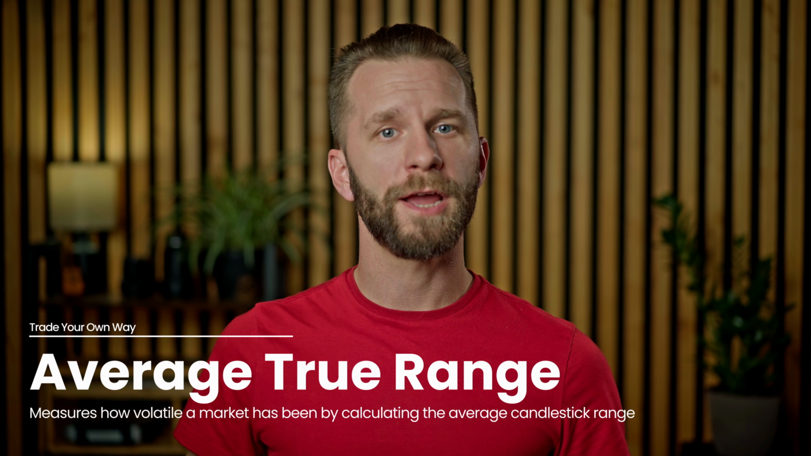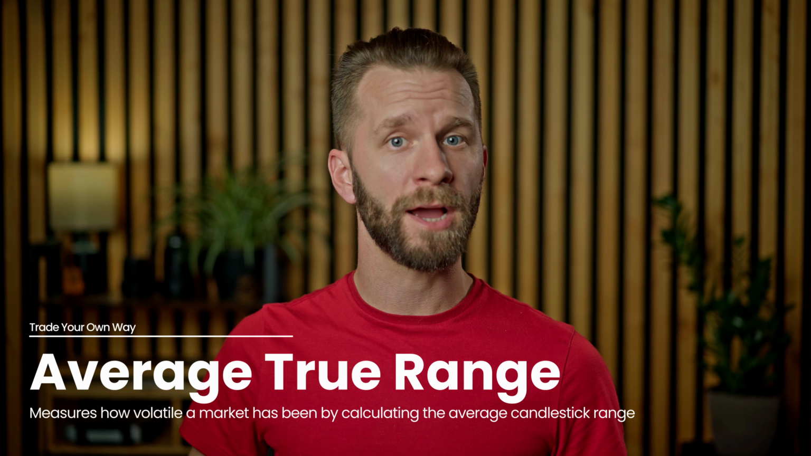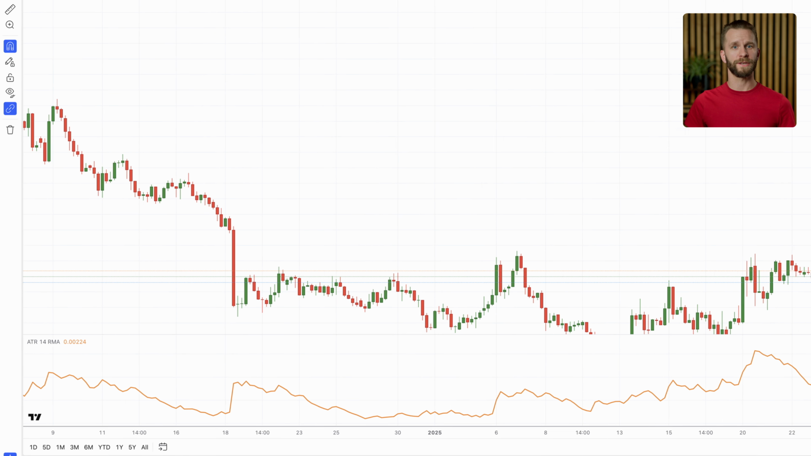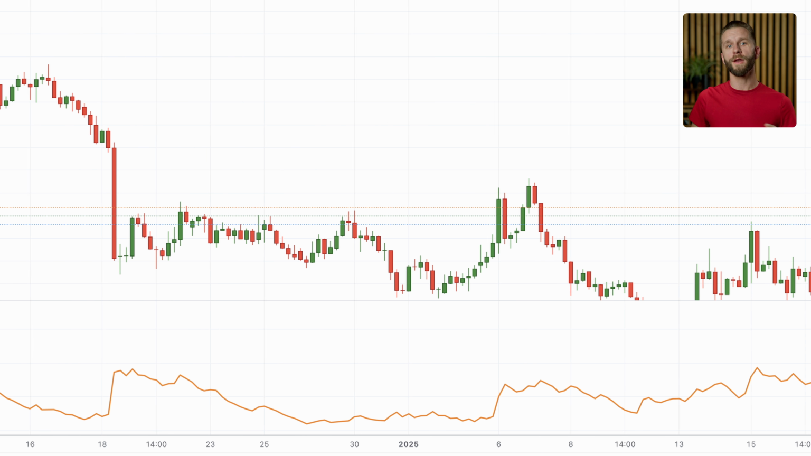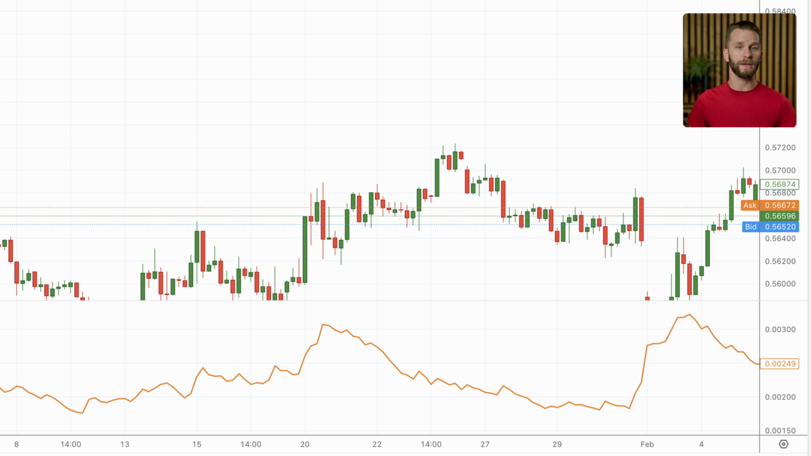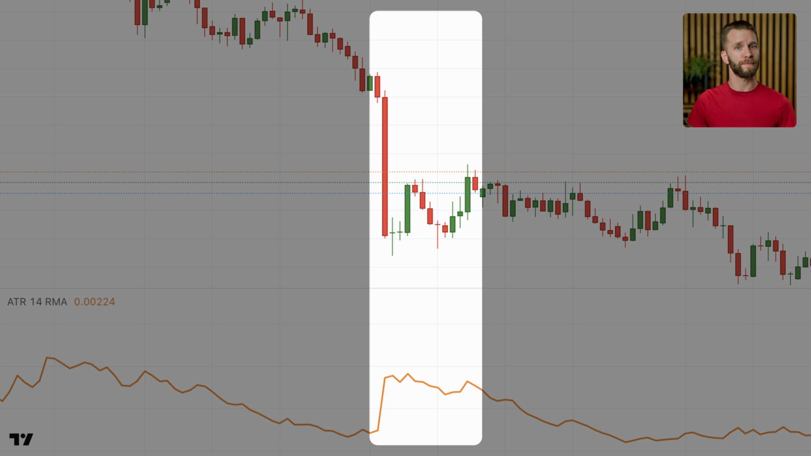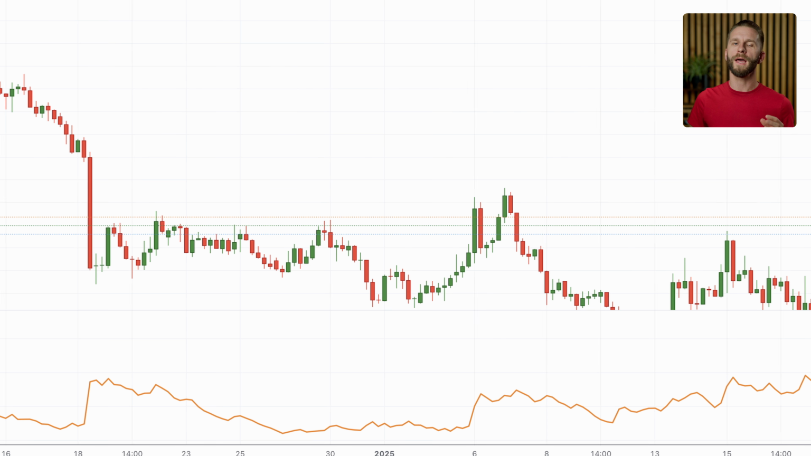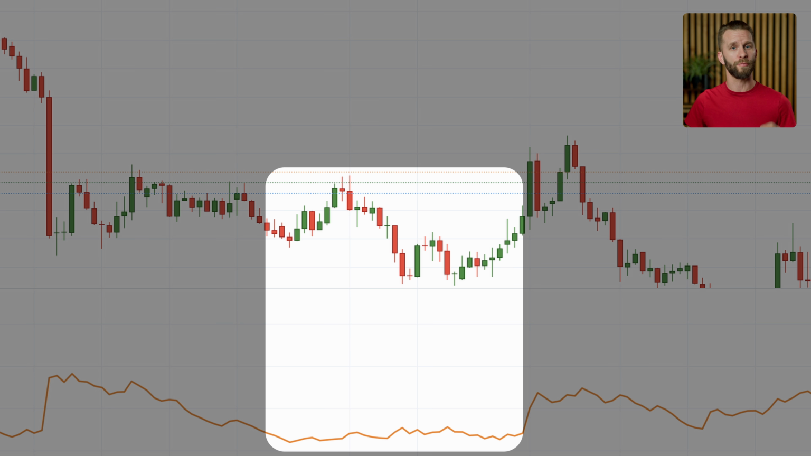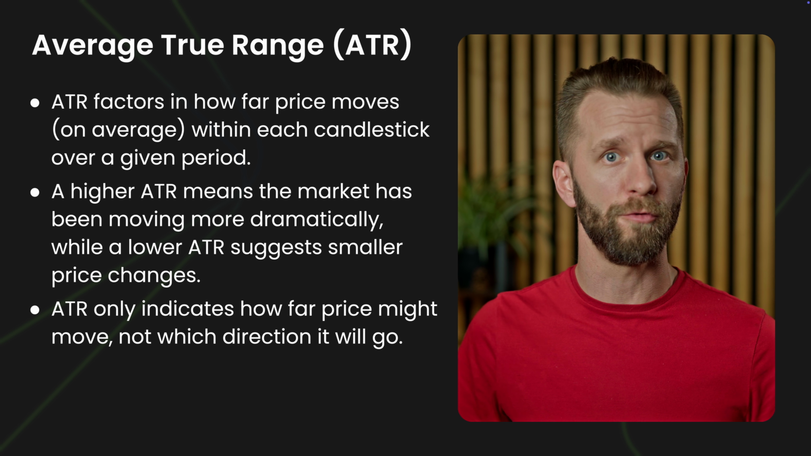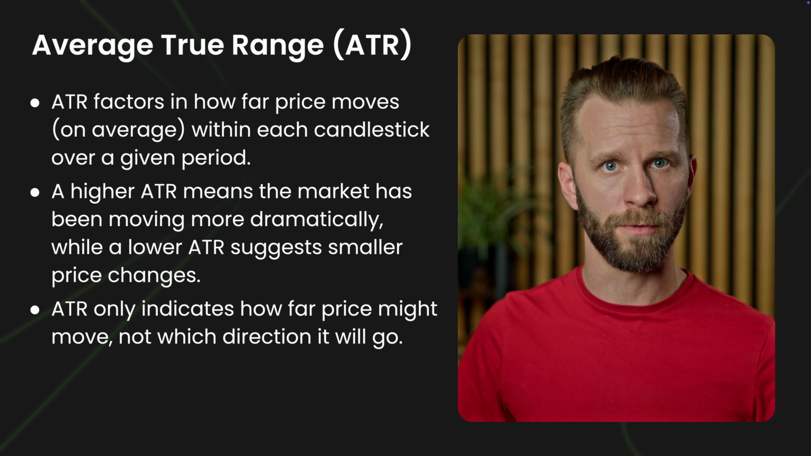The average true range measures how volatile a market has been by calculating the average distance between the high and low prices over a certain number of candlesticks. ATR factors in how far price moves, on average, within each candlestick over a given period. A higher ATR means the market has been moving more dramatically, while a lower ATR suggests smaller price changes. ATR only indicates how far price might move, not which direction it will go.